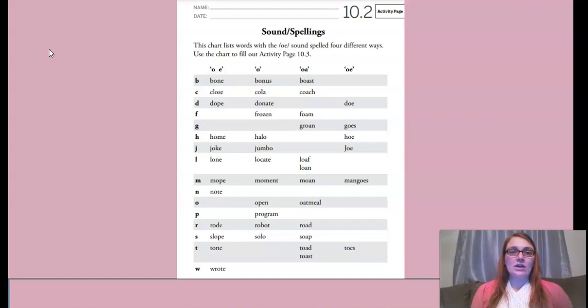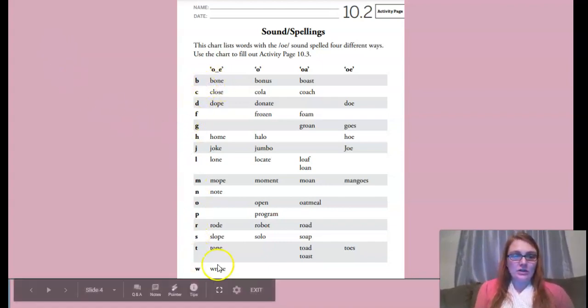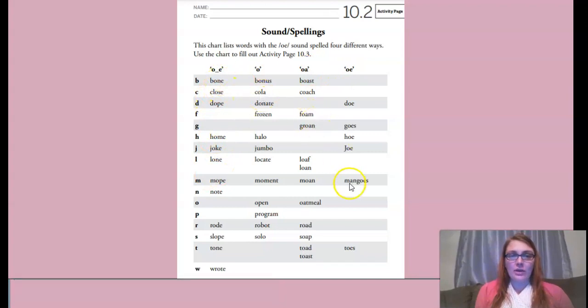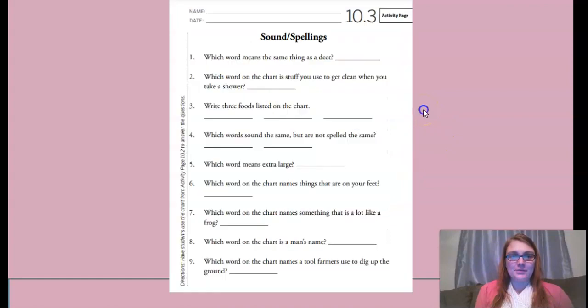Okay, so to start us off, here is our page 10.2, our sound spelling sheet. This chart lists words with the O sound spelled four different ways: O space E, O, O-A, and O-E. Use the chart to fill out activity page 10.3. So looking at this, we have a whole list of words from different parts of the alphabet with the four different spellings, such as bone, cola, foam, mangoes, etc. You're going to use that list to answer these questions.